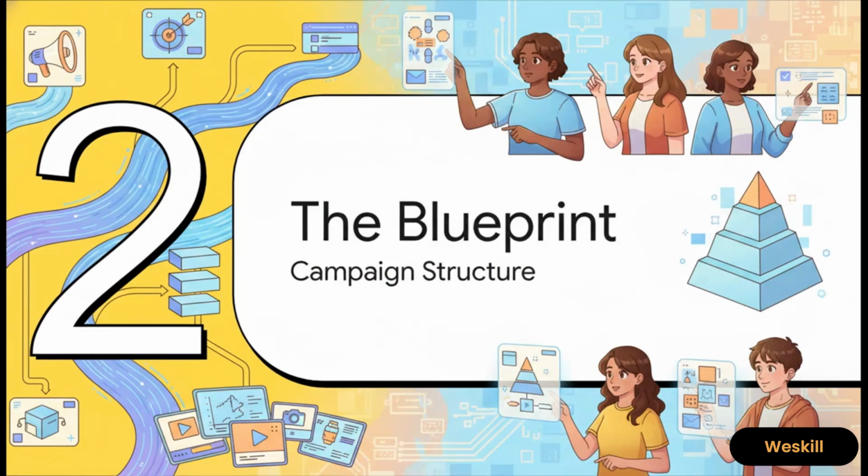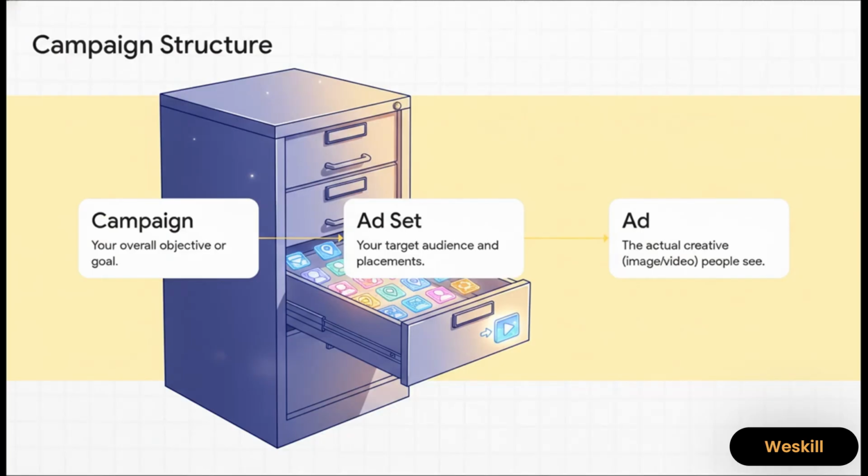All right, with our foundation in place, let's get to the fun part, the blueprint for an ad campaign. Now, it might look a little complicated at first, but honestly, it's built on a really simple and logical three-part structure. I want you to think about it like a filing cabinet. The campaign is the entire cabinet. That's your one big overarching goal. Then, inside that cabinet, you have the drawers. Each drawer is an ad set, and that's where you define who you're targeting. And then inside each drawer are the individual files. Those are your ads. That's the actual stuff people will see in their feed.